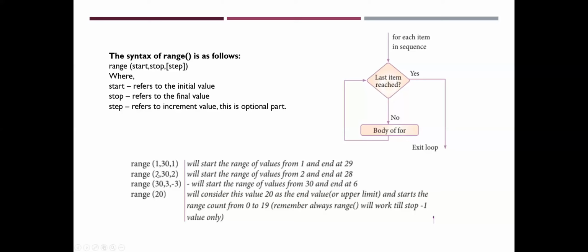Next we can see 2, 30, 2. It means it starts with the value 2 and ends with the value 30 minus 1, which is 29, and the incremental value will be 2. After printing 2, the next value will be 4 because 2 is added to 2. In the next iteration, 4 plus 2. Like that, the iteration value is given by the step value.